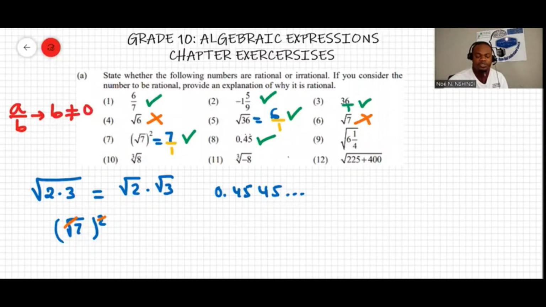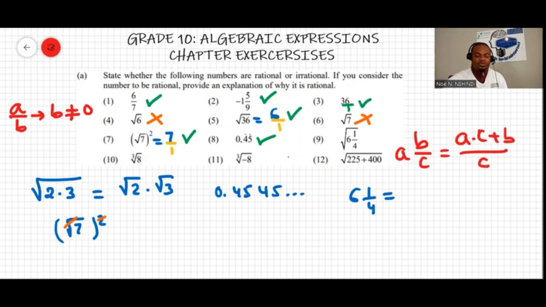And then we have the square root of 6 and a quarter. We cannot decide yet. 6 and a quarter is a mixed number, and we can convert it into an improper fraction. The formula to do that is: A, B over C equals A multiplied by C plus B, all over C. So we will do 6 multiplied by 4, plus 1, all over 4, and that makes 25 over 4.